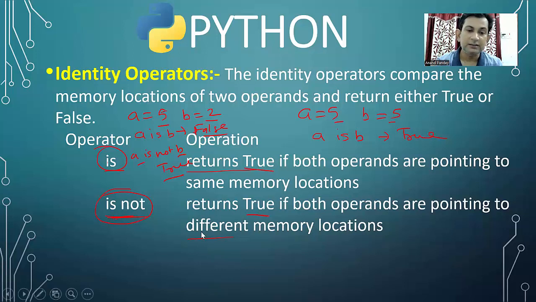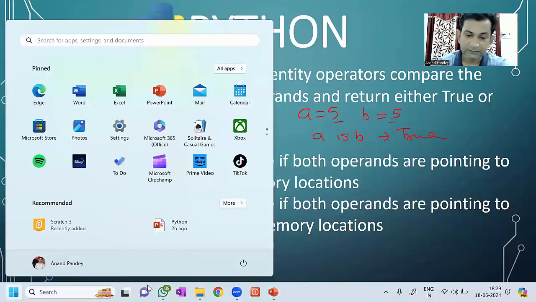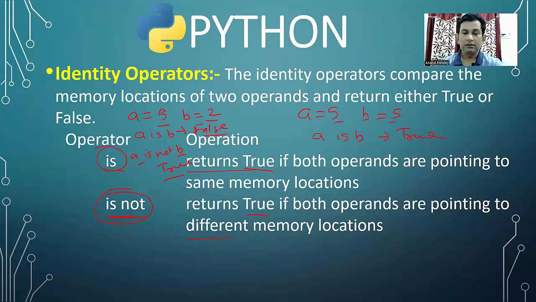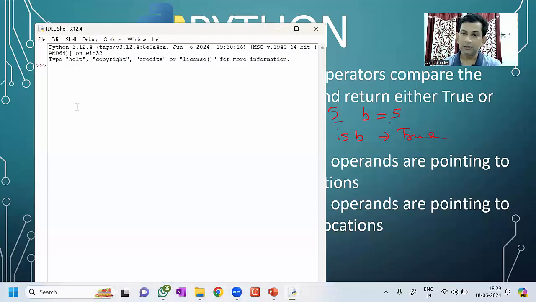Okay, let me explain this. As I told you, in three situations, even if two variables have the same value, there will be different memory locations for them. Let me show you with IDLE. Type it here, and it will come in front of you. Here it is. Now I'm going to compare.